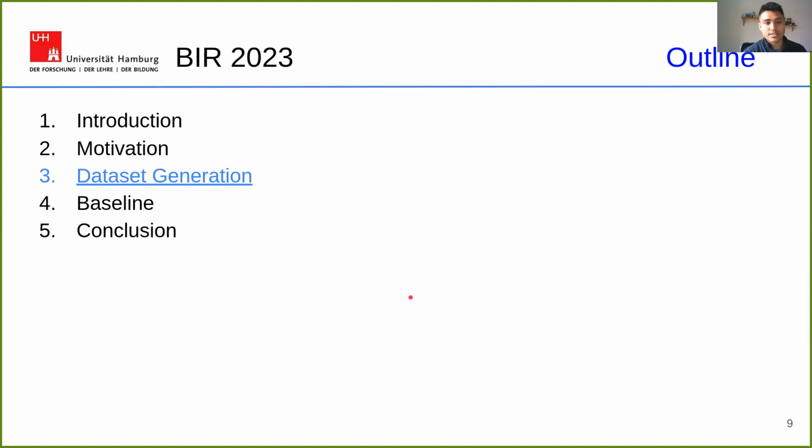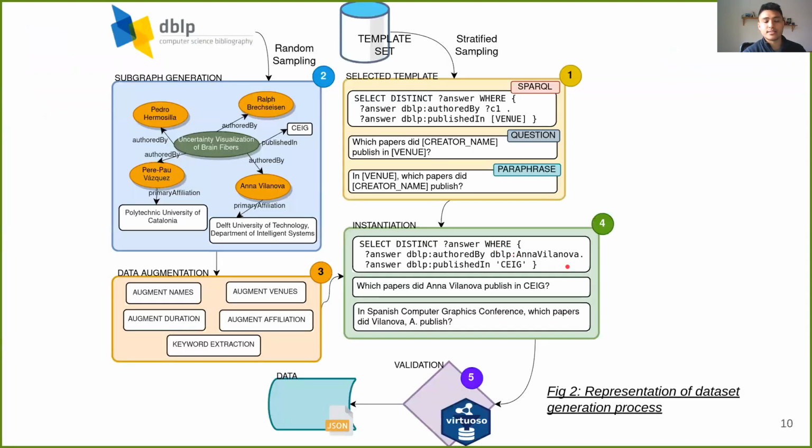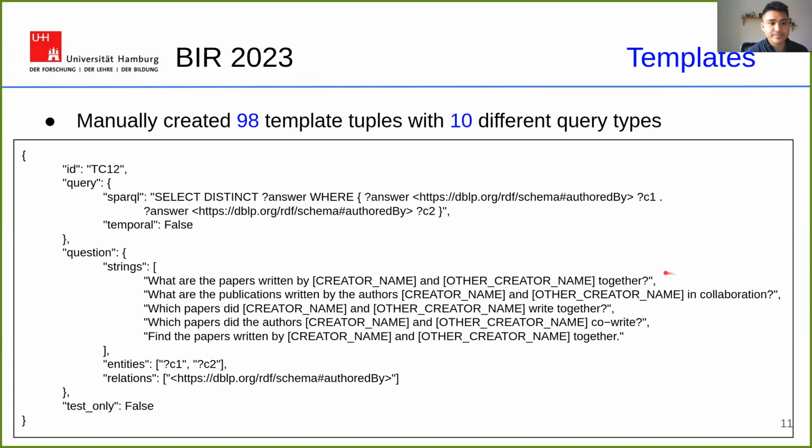Next, we discussed the dataset generation process itself. Here, this figure shows the overall process, which starts with the DBLP knowledge graph and generating a subgraph. We augment the values and literals in the subgraph. Then we select a template from the set of templates. And then we instantiate the template using the augmented values to form the data instance. We look into each step in detail next.